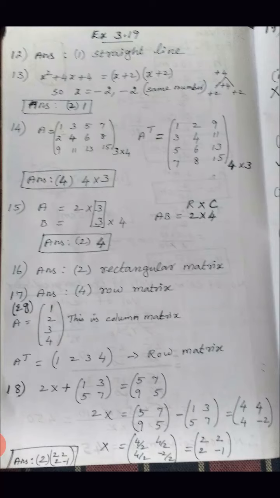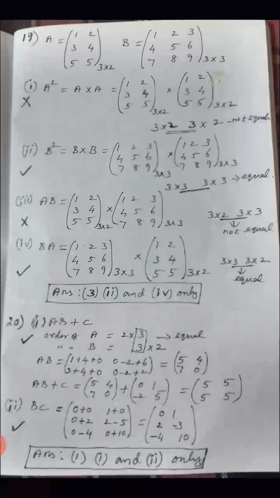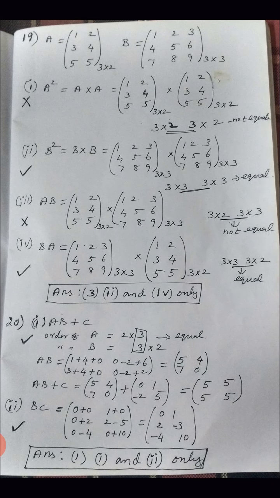Then the 19th one. Which of the following can be calculated from the given matrix? Here 4 subdivisions are given. First one A squared, second one B squared, third one AB, and fourth one BA.